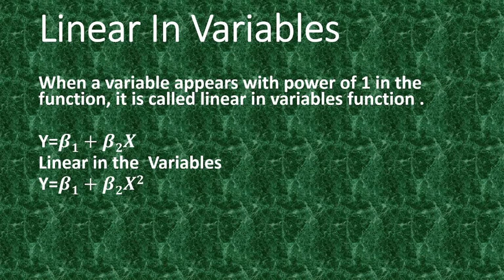In this function, variable appears with power 2. So this is called non-linear in the variables because variable appears with power more than 1.